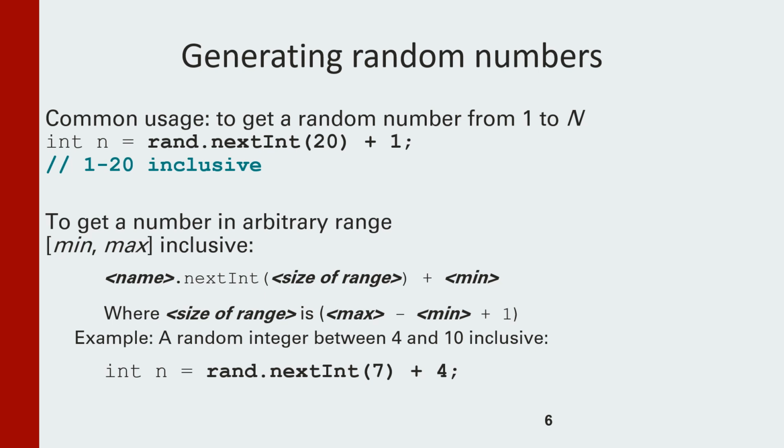You can get a number in an arbitrary range from min to max. You basically just need to put the size of your range inside the nextInt, and then you'll add the min value. So here I have 7, so rand.nextInt(7) will give me numbers from 0 to 6, and then I'll add 4 to it. So 0 plus 4 is 4, and 6 plus 4 is 10. So I'm going to get numbers between 4 and 10 inclusive.